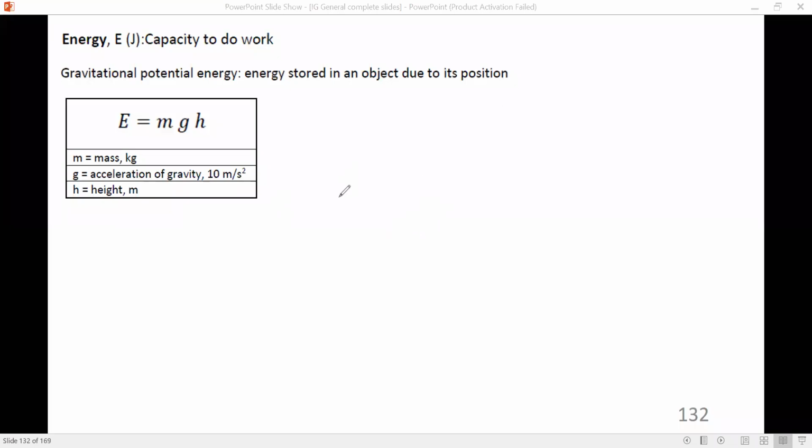In this video, we are going to learn about energy. The unit for energy is joule, and the definition is the capacity to do work. In this syllabus, we are going to learn about three main types of energy.